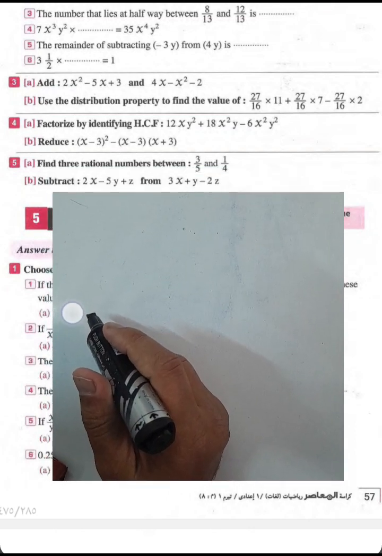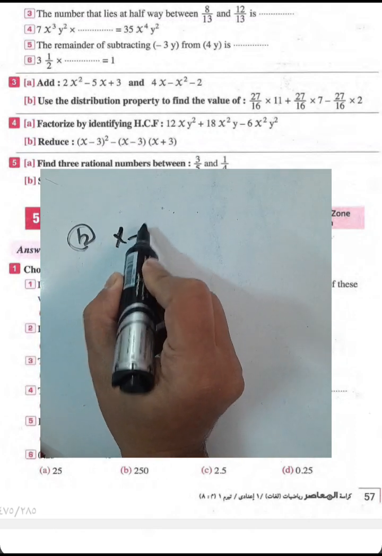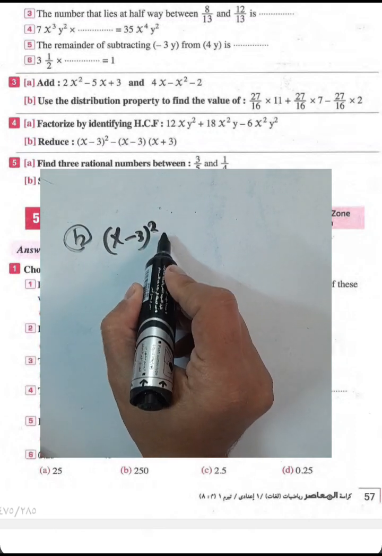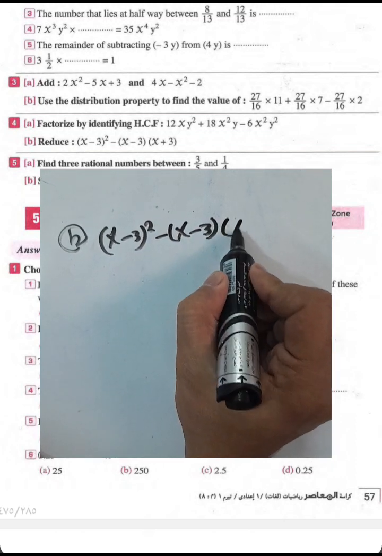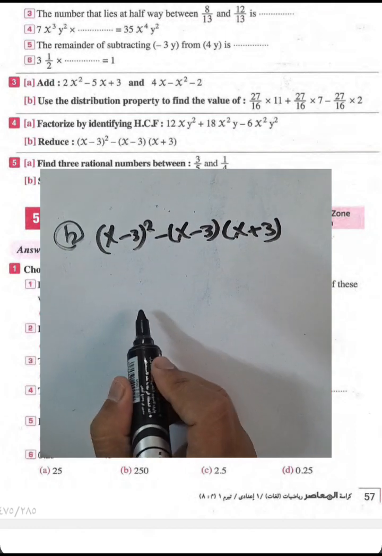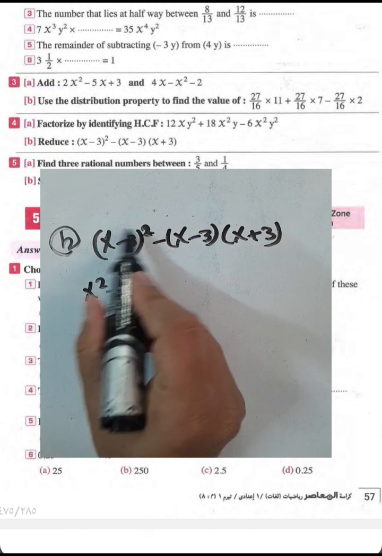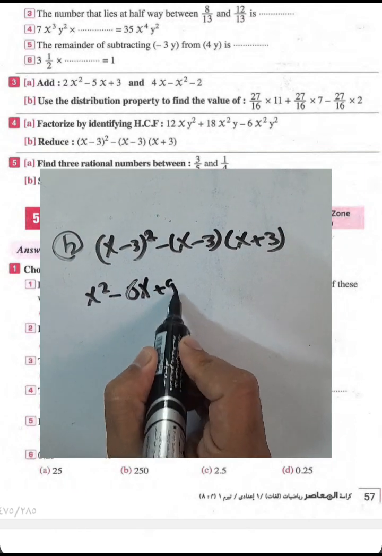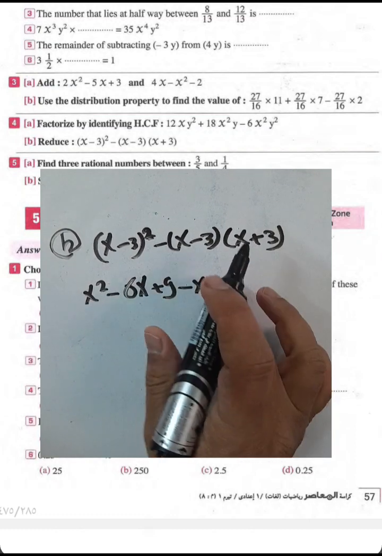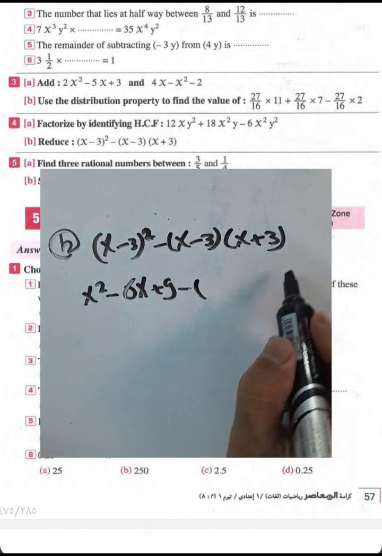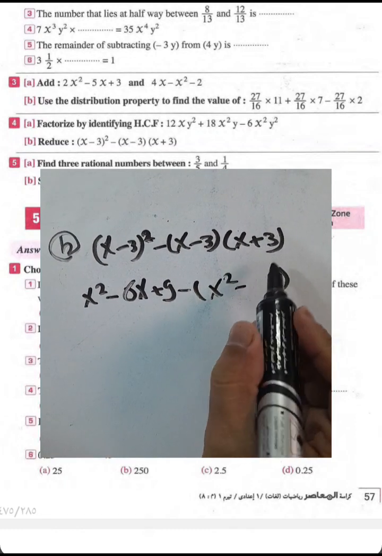This question, letter B, reduce (x minus 3) power 2 minus (x minus 3) multiplied by (x plus 3). x power 2 and negative 3 times 2 times x will be negative 6x plus 3 power 2, 9. Negative, then (x plus 3) multiplication, 2 terms, and write negative outside. x times x will be x power 2, and 3 times 3 will be 9.